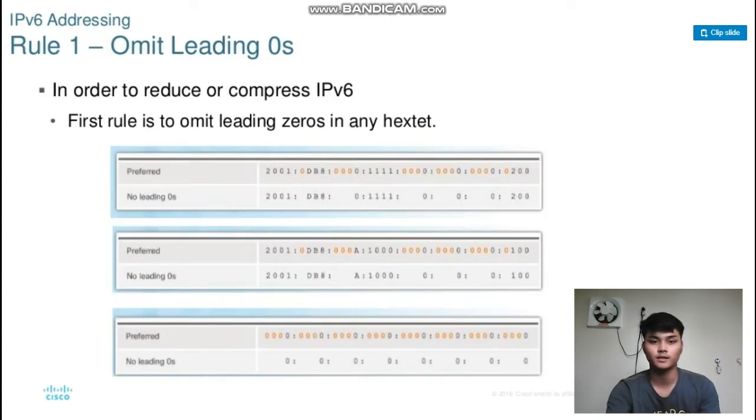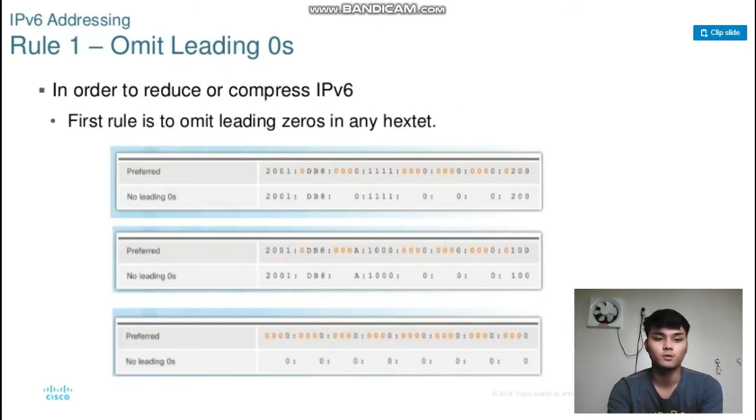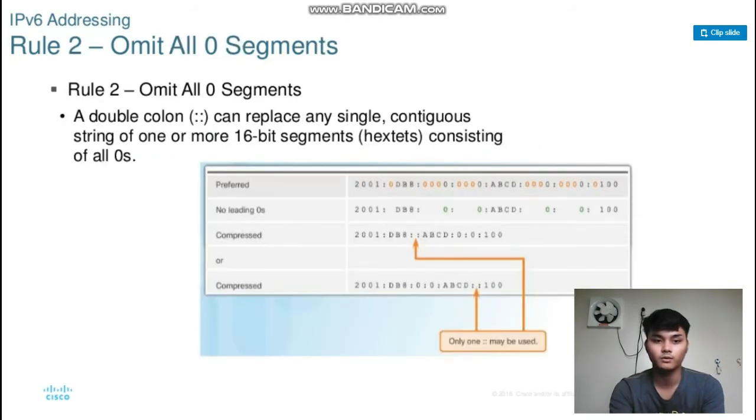So, omit leading zeros. In order to reduce or compress IPv6, rule 1 is to omit leading 0s in any hextet. Then we have rule 2: the double colon can replace any single contiguous string of one or more 16-bit segments consisting of all 0s.